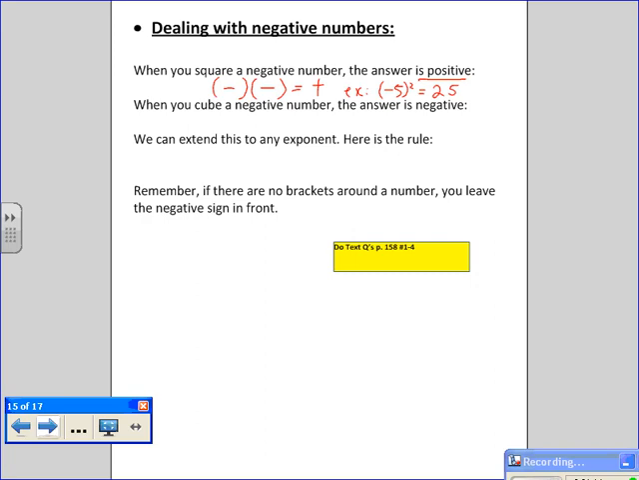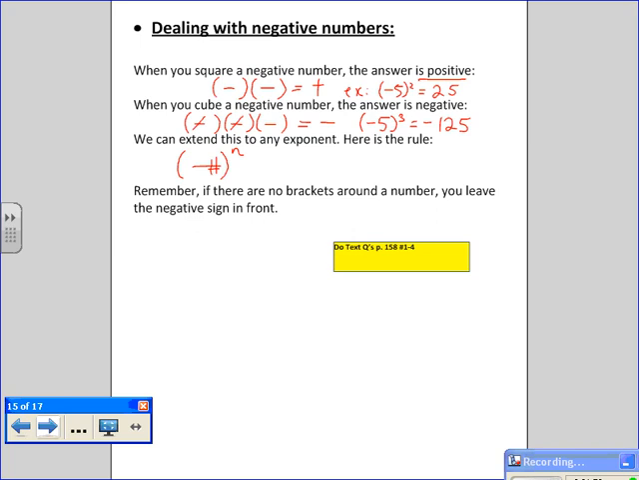When you cube a negative number, that means you're going to use that negative number 3 times in a multiplication. You're always going to get a negative answer, because 2 of those negatives will cancel to give a positive, but you're still left with 1 negative. So let's say negative 5 cubed is going to give me negative 125. So you can extend this rule to any exponent. Basically, if you have a negative number raised to some exponent, I'll call it n, this is the rule.